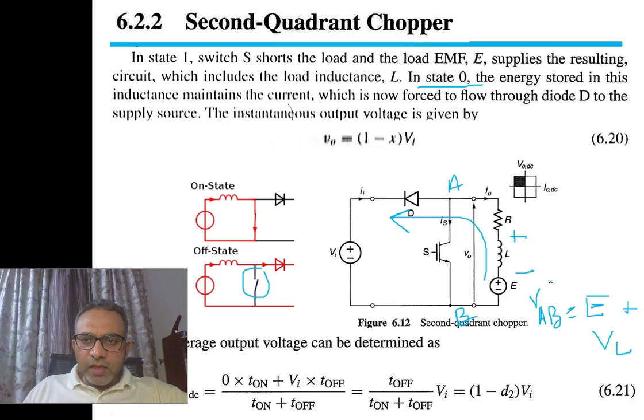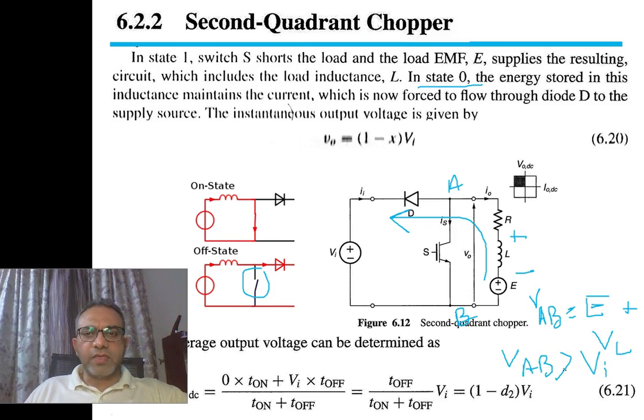Now here we see that VAB is now larger than VI. As a result, current flows from the load into the source, because we have met this condition.